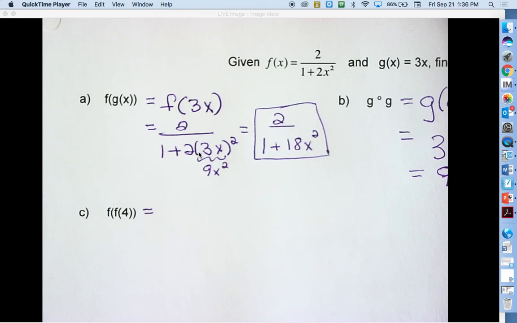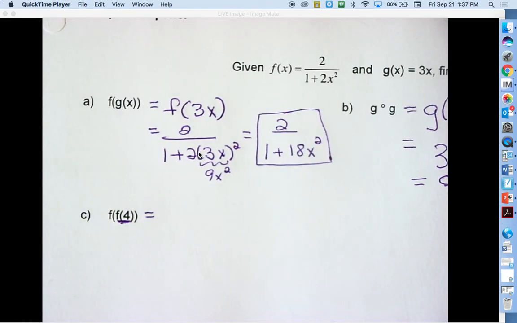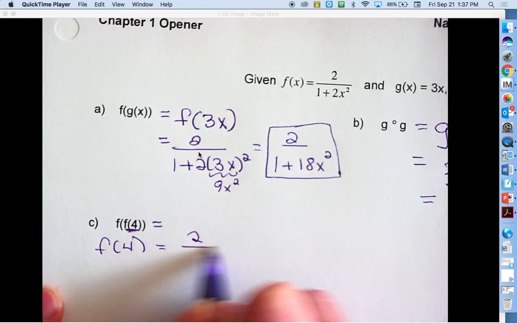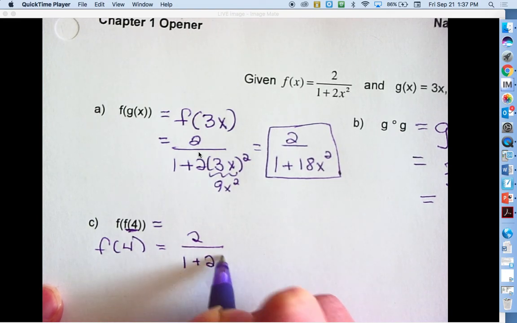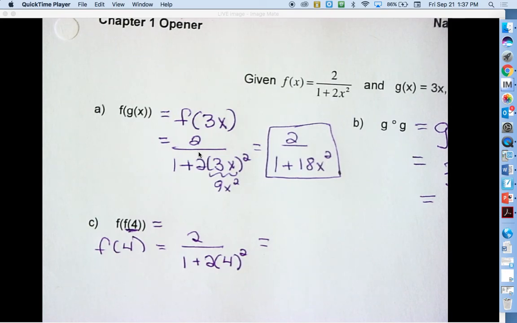We have f of x, which is 2 over 1 plus 2x squared. But our goal is to find f of f of 4. So if we work ourselves from the inside and get that number and then try and apply it to the outside, the inside is just f of 4. So that's 2 over 1 plus 2, and then x is now 4. So right away, you're plugging it into a fraction.